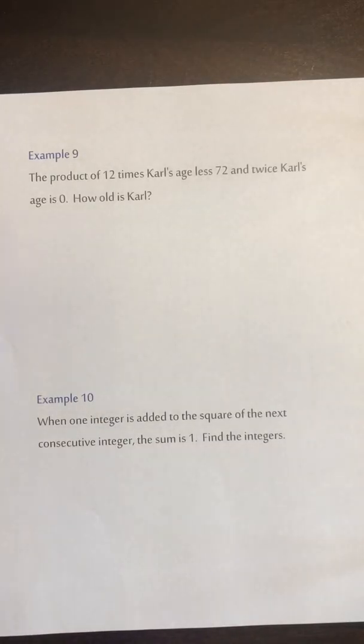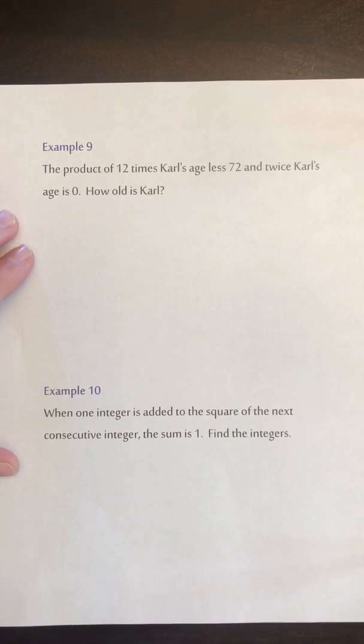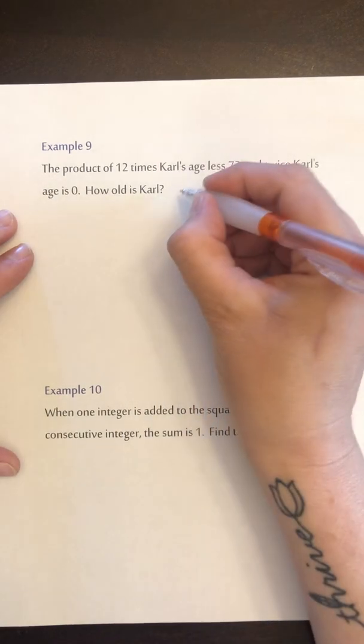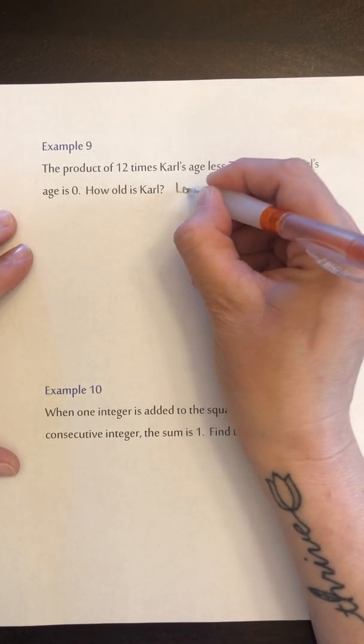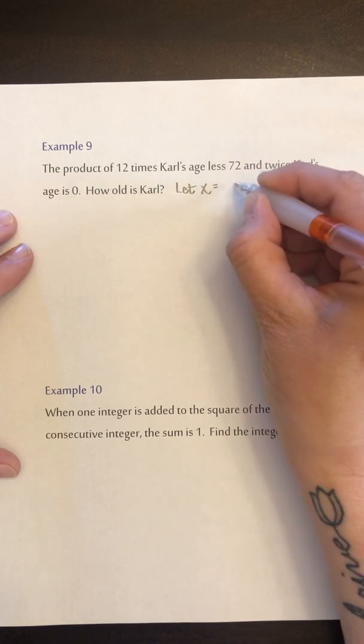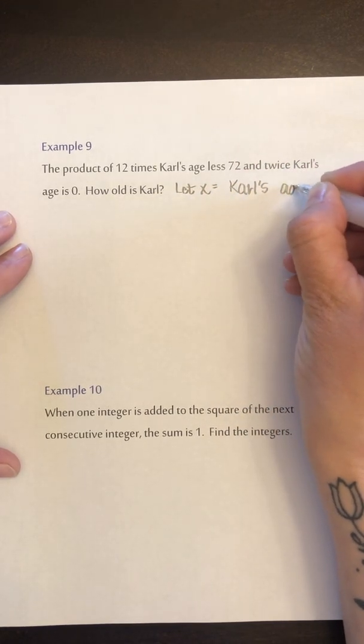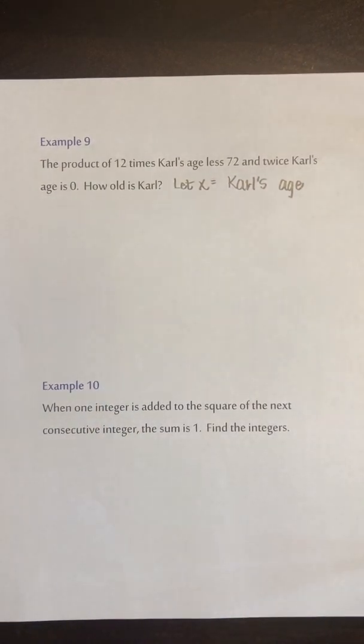Let's take a look at example number 9. It says the product of 12 times Carl's age less 72 and twice Carl's age is 0. How old is Carl? All right, so I'm going to start off by saying that x is going to represent Carl's age because that's what we're looking for. Now you can use a different variable if you want, like k. I'm just going to stick with x.